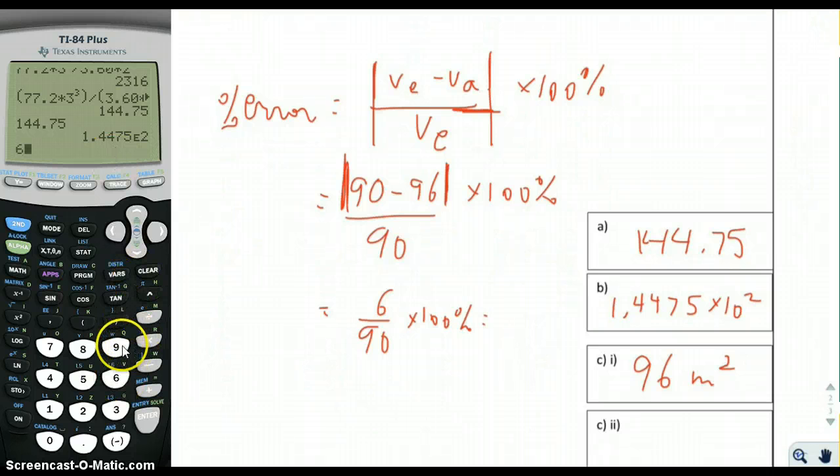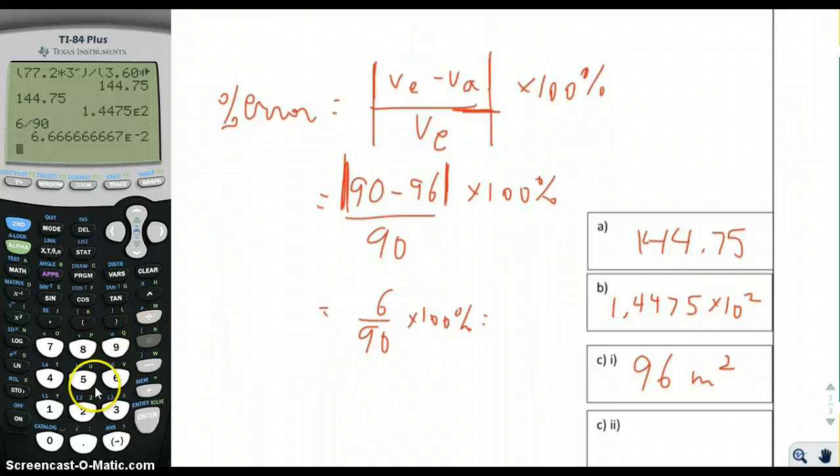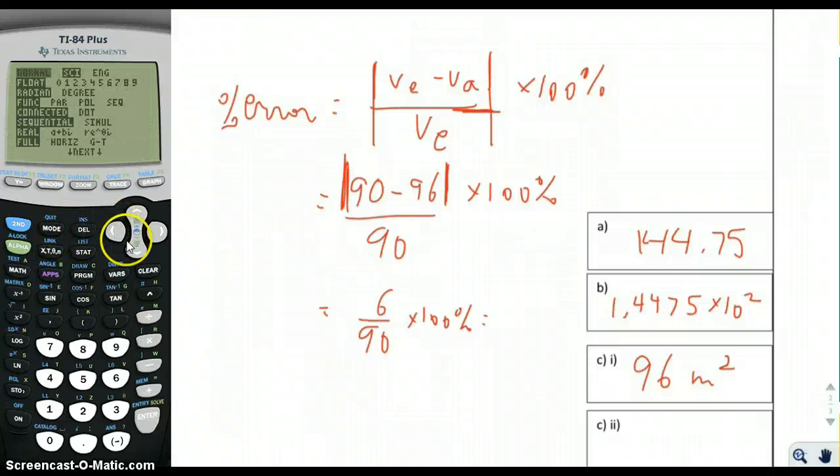So let's divide that out. 6 divided by 90. Okay, and then we're going to multiply by 100. And it's giving me scientific notation because I changed it. Remember I changed to scientific notation? I'm going to change back now because that's not the way we want to see it.